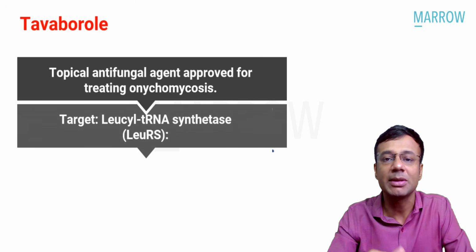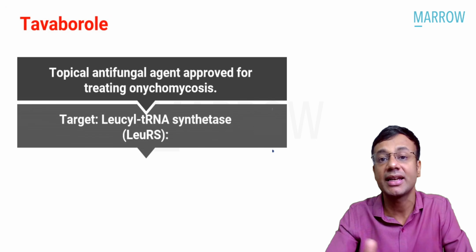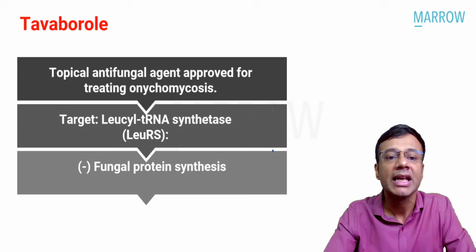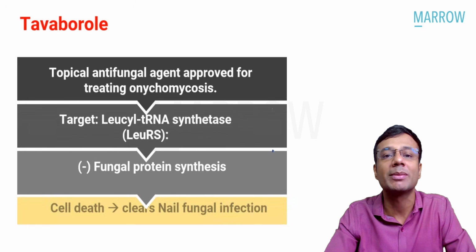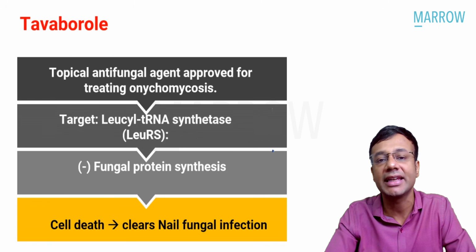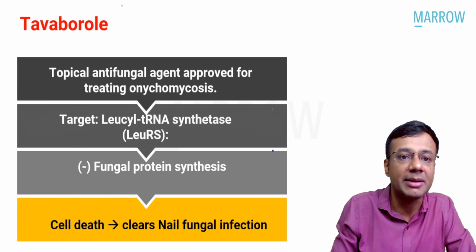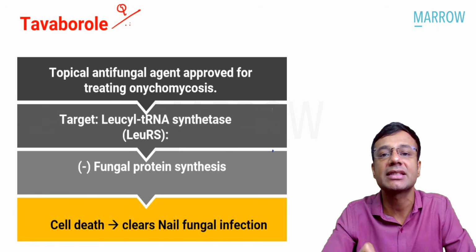So, once the attachment between leucine and its transfer RNA is not going to happen, what is going to happen? There is going to be inhibition of the fungal protein synthesis, and due to this inhibition, there is going to be cell death and there is clearance of the nail fungal infection. So this is going to be an important potential question in the exam, which is tavaborole.